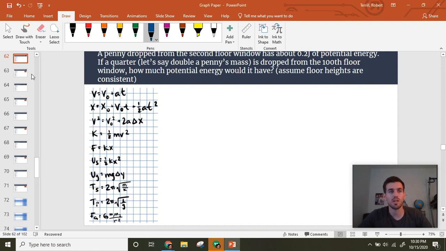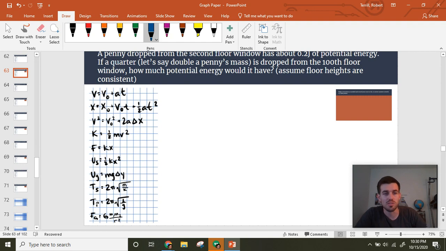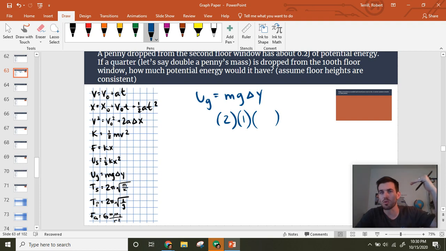So moving on to our next slide. The equation that we're going to use here is gravitational potential energy. So from here, we're going to figure out the factors of change. Well, we doubled the mass of the quarter. The acceleration stayed exactly the same, so that's a factor of change of 1. And then we dropped it first from the second floor, but then we changed it to the 100th floor. That's 50 times higher, so our factor of change is 50.